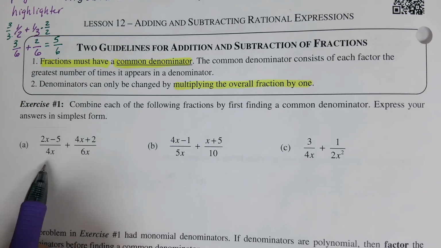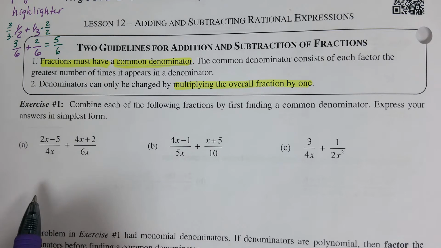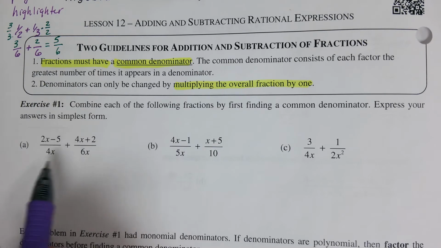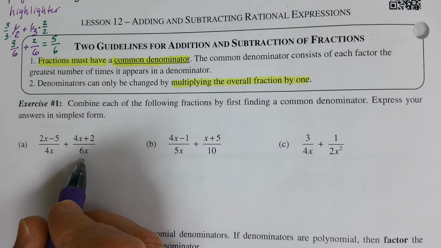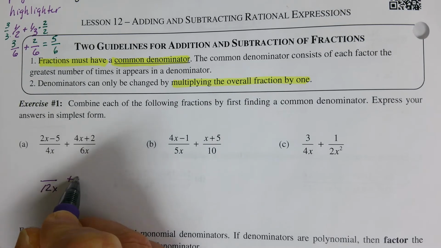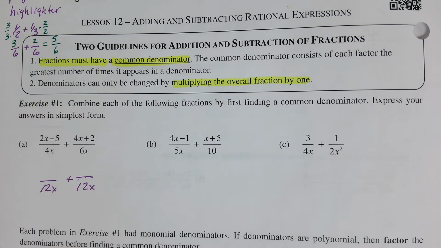So we'll go right to the denominators of 4x and 6x. Common denominator, we'll take the larger, 6x. Does 4x go into 6x evenly? No. So the next multiple of 6x is 12x. Does 4x go into 12x? Yes. So our common denominator will be 12x. So let's write down equivalent fractions with denominators of 12x.